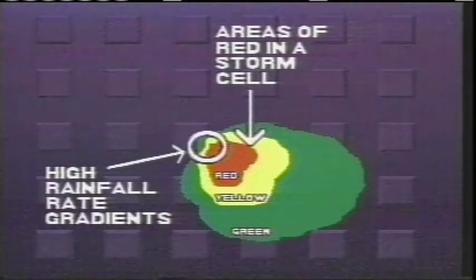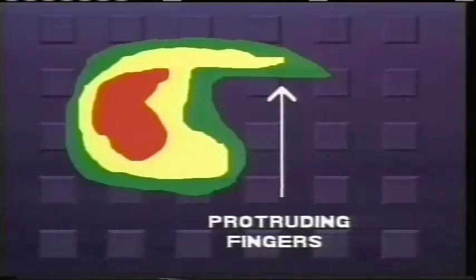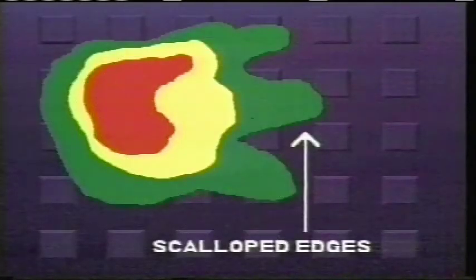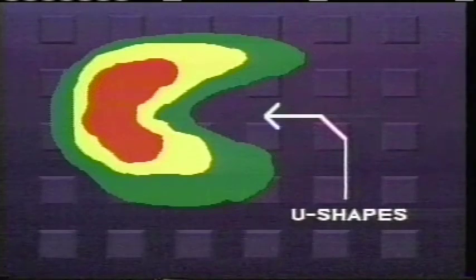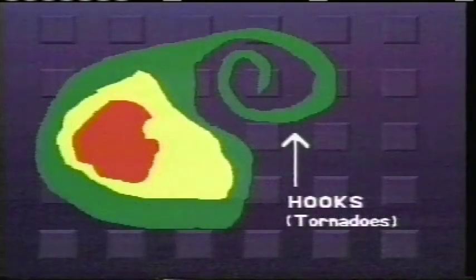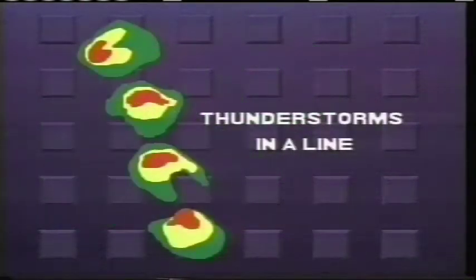The shape of the weather cell. There are some distinctive storm shapes which are well known to represent dangerous storms. They are protruding fingers, scalloped edges, U-shapes, hooks, sometimes associated with tornadoes, and thunderstorms developing in a line.